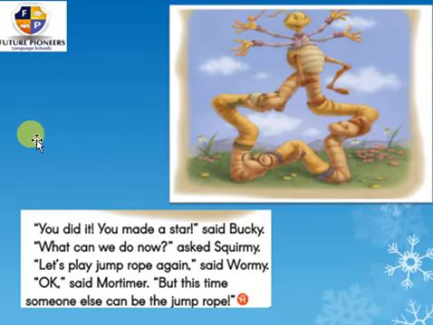What can we do now? So at the end, they formed a star. Wow! They were challenging themselves. They thought they couldn't form it, but at the end, they tried again and again and again till they formed a star. What can we do now? asked Squirmy. Let's play jump rope again, said Wormy. Okay, said Mortimer. But this time, someone else can be the jump rope. Of course, they mean Bucky Buck.